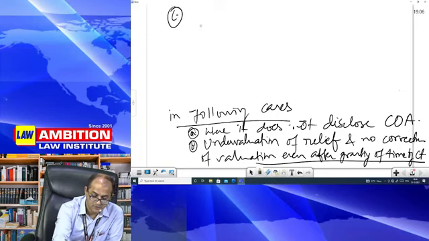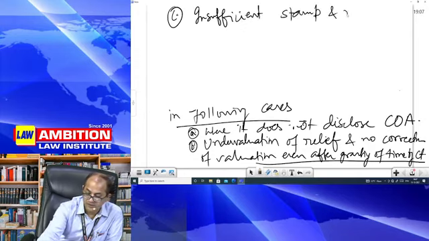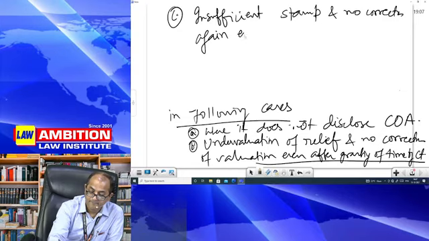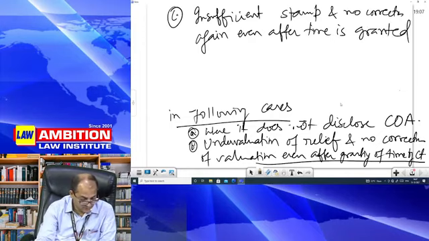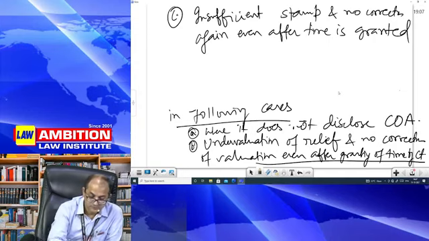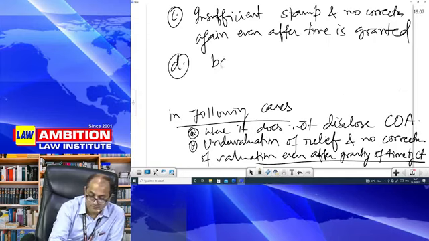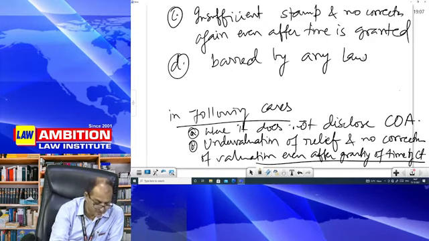So, third, insufficient stamp and no correction again, even after time is granted. Where the suit appears from the statement in the plaint to be barred by any law. We'll discuss this ground separately.